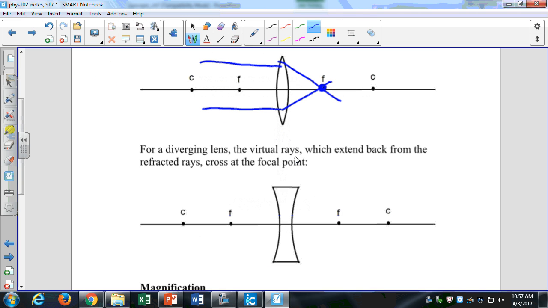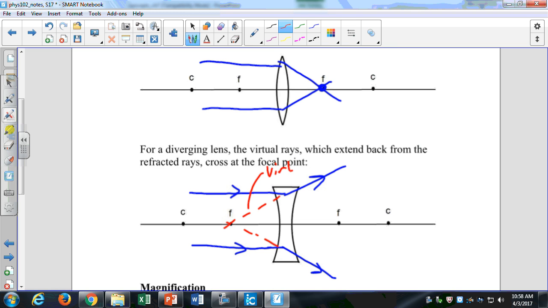And then also for a diverging lens, I have light rays that come in. They're not going to converge. Instead, they're going to diverge because that's what diverging lenses do. But they'll diverge in such a way that if you trace back the rays, we've seen these types of rays before. We call these virtual rays. They'll trace back to the focal point. I'm going to say this again later. Let me go and point it out here because this is different with mirrors.